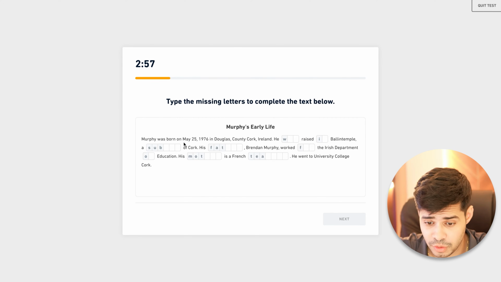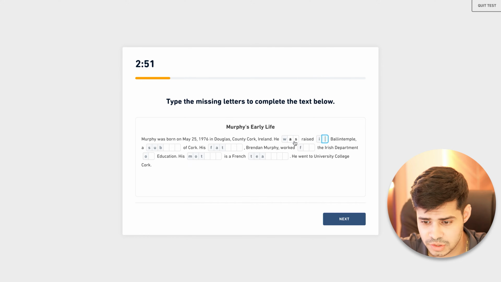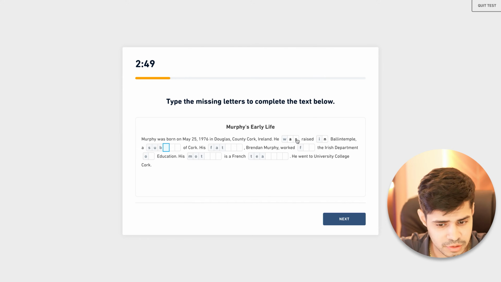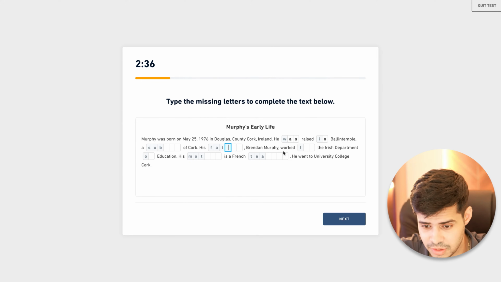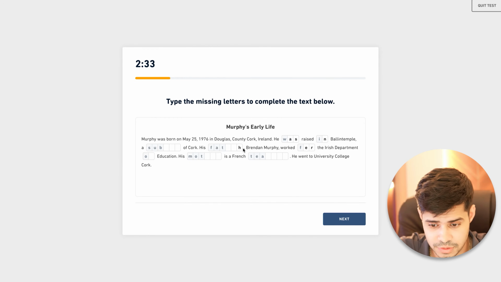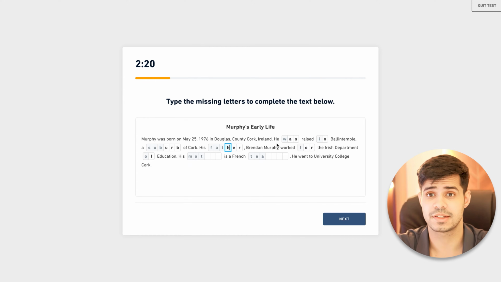Murphy's early life. Murphy was born on 25th May 1976 in Douglas, County Cork, Ireland. He was raised in a suburb of Cork. His father, Brendan Murphy, worked for the Irish Department of Education. I think this should be suburb because I couldn't really understand anything else. And Ireland does have quite a lot of those.